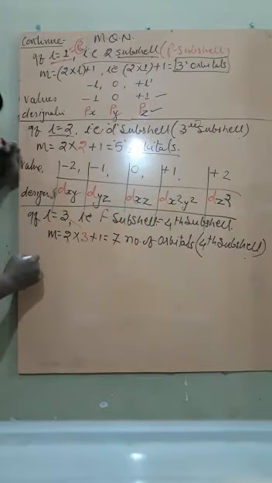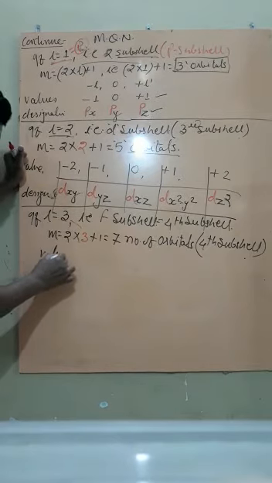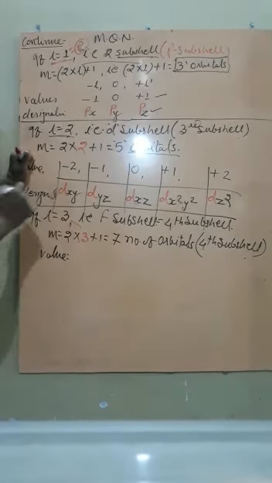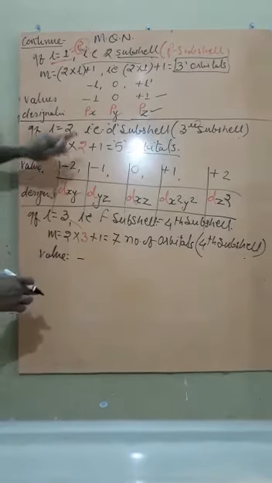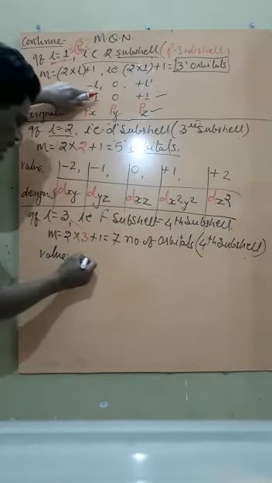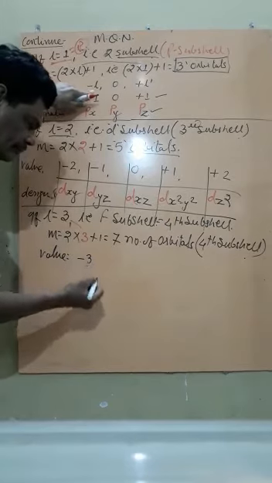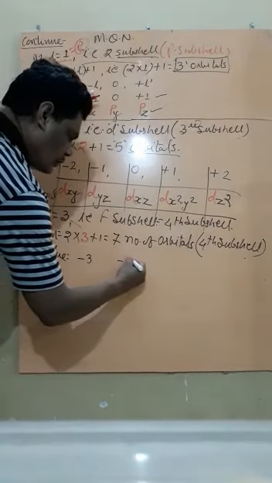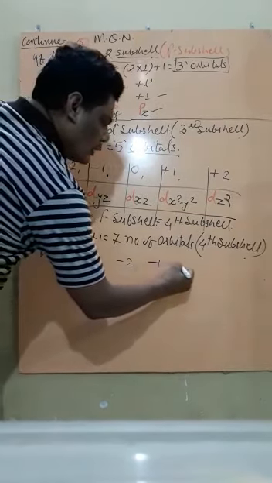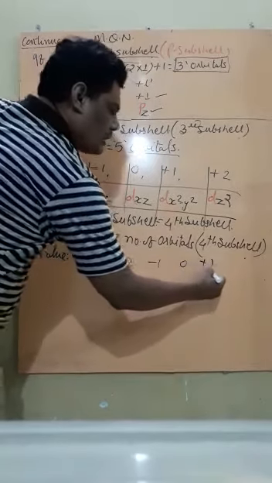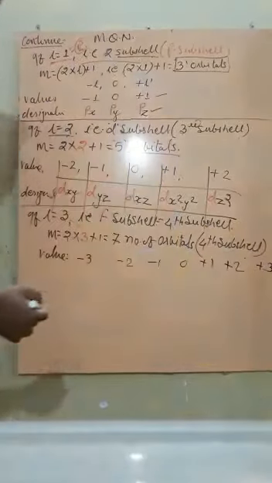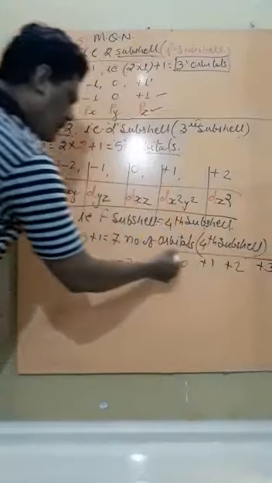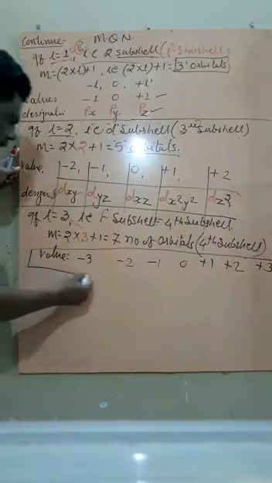And how will the values be given? Again start from the minus sign, and in place of L, place 3. Then minus 2, then minus 1, then 0, then plus 1, then plus 2, and then plus 3. So these will be the 7 orbitals. These are the values of the orbitals.